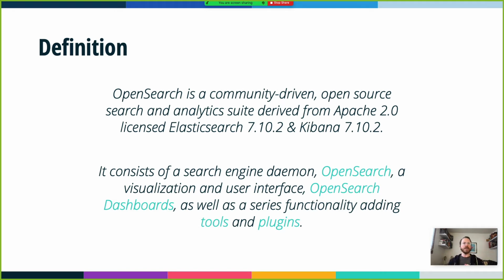So OpenSearch is, and I'm going to read this verbatim for just a second, normally not something I do, a community-driven open source search and analytics suite derived from the Apache 2 licensed Elasticsearch and Kibana in version 7.10.2 of each. It consists of a search engine daemon, OpenSearch, and a visualization and user interface, OpenSearch Dashboards, as well as a series of functionality-adding tools and plugins. So what does that all mean? Let's talk a little bit about the contents here.